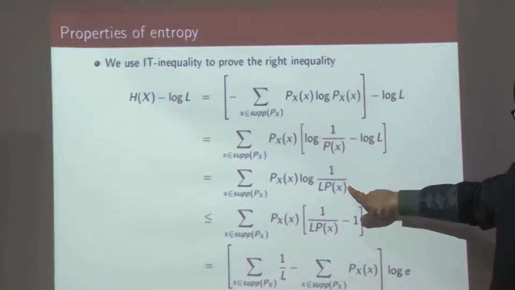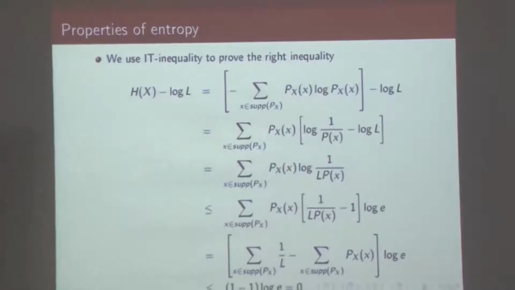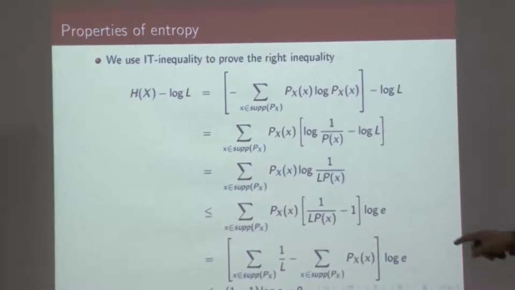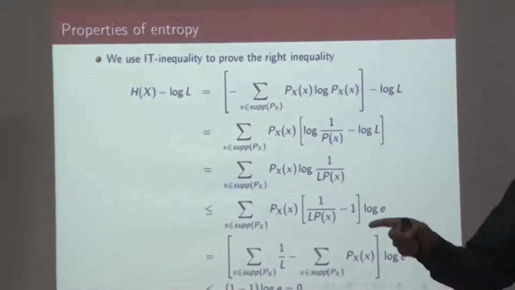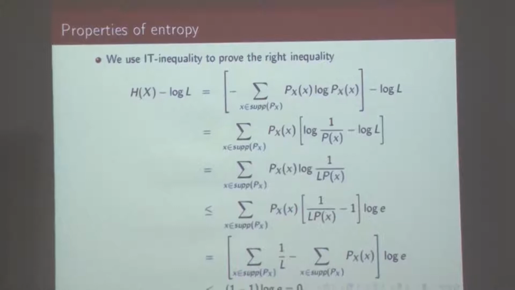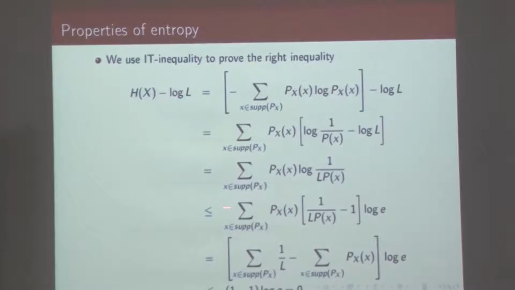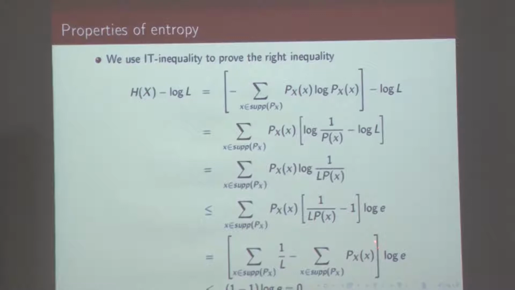Fine. Now this is where I am going to use the IT inequality I talked about. The IT inequality said log of R is less than or equal to R minus 1, with equality happening when R is equal to 1. Okay. So I have this, log of R is less than or equal to R minus 1 times log of e, right? Now I multiply by p of x, I get 1 by L, and the summation of p of x. Okay, so I sum it over all x which belongs to the support of this. So this will be less than or equal to 1 minus summation of this, this will be 1, so that will become 0.